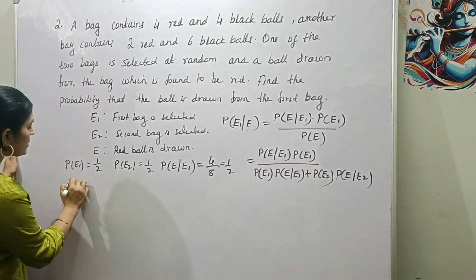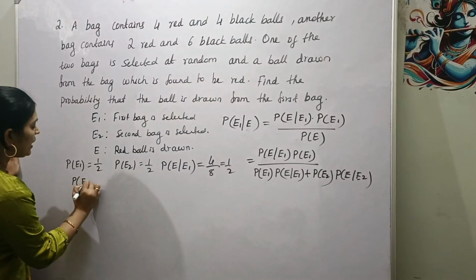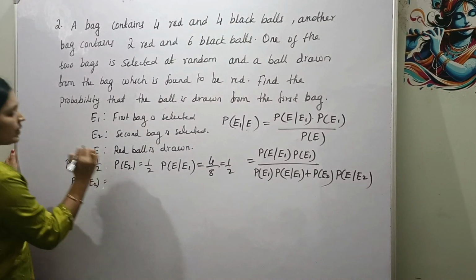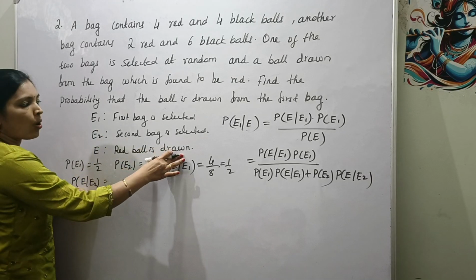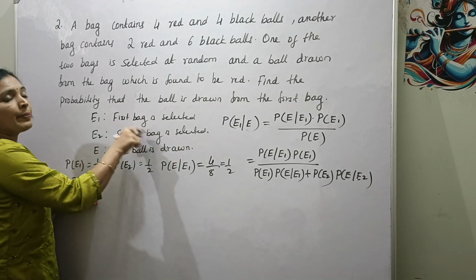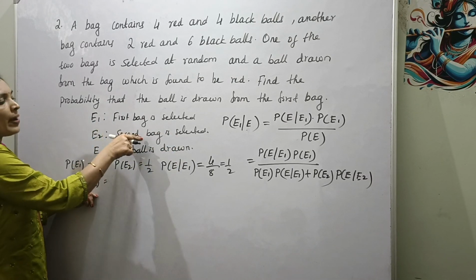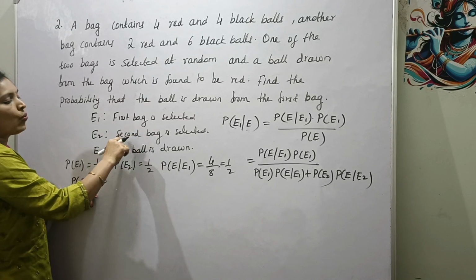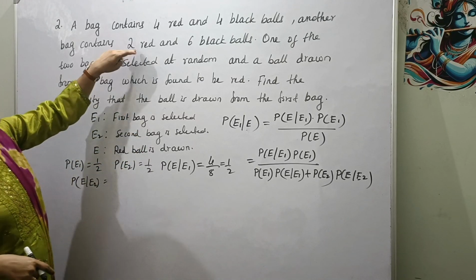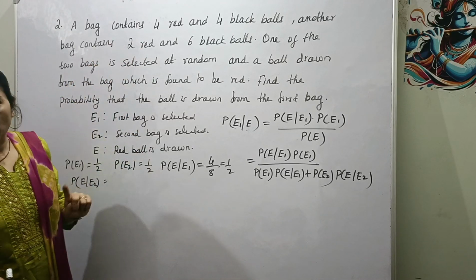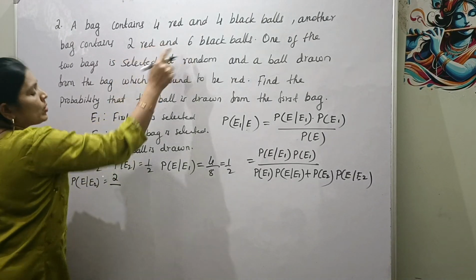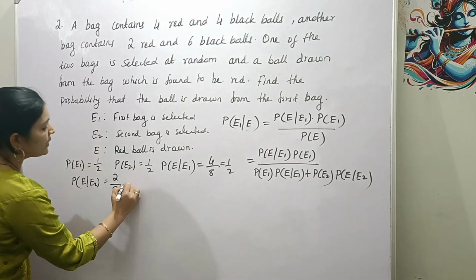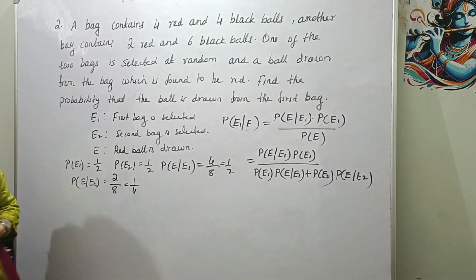And probability of E given E2, that is the probability that a red ball is drawn given that the second bag is selected. In the second bag there are 2 red balls. So 2 divided by total 8 balls, so 2 by 8, that is equal to 1 by 4.